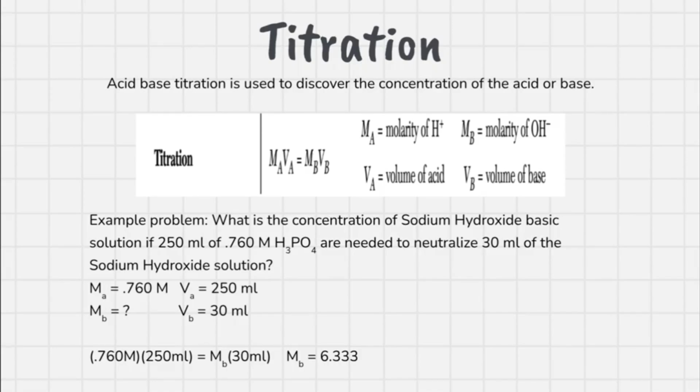Then moving on to the base, it gives us the volume of the base, which is 30 milliliters, but doesn't give us the molarity of the base, so that's what we have to figure out. We can set up the equation as 0.760 molarity times 250 milliliters equals the molarity of the base times 30 milliliters. Once you do the math, the molarity of the base equals 6.333.